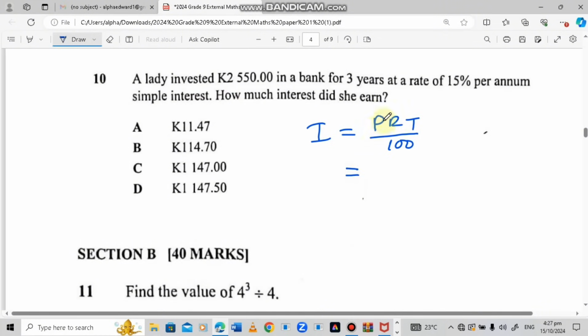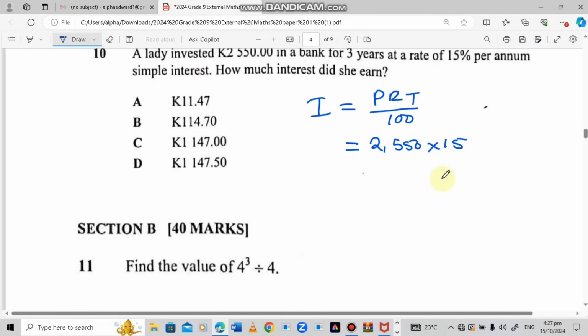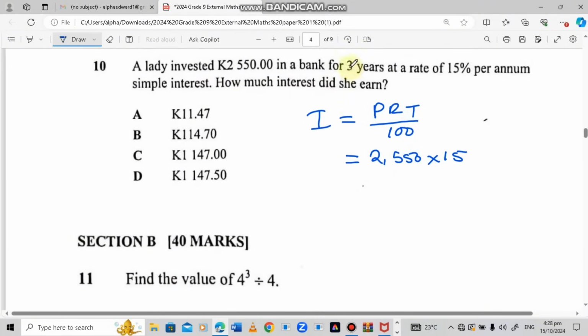Then you're going to replace. What is P? P is the principal, which is the amount that was invested, which is 2,550, then times the rate, which is 15%. So we're going to write 15, not 15 over 100, because we are already dividing by 100. Then time is 3 years. Then everything divided by 100.